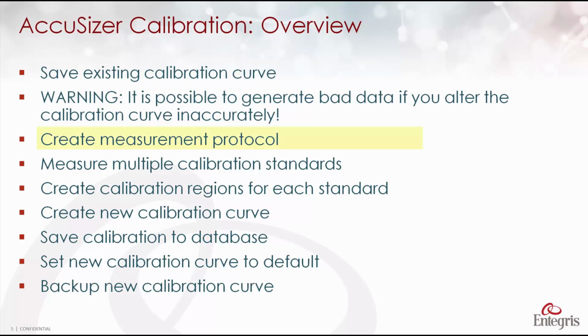Next, we're going to create a measurement protocol to measure various size standards. We'll measure those standards, and then we'll go into each result and we'll create something called a calibration region. After we've created all the calibration regions, we'll go into the software, create the new curve, save that calibration to a database, make sure we set up the new curve as our default curve to use for subsequent measurements, and then again we'll back up the new calibration curve just to be careful.